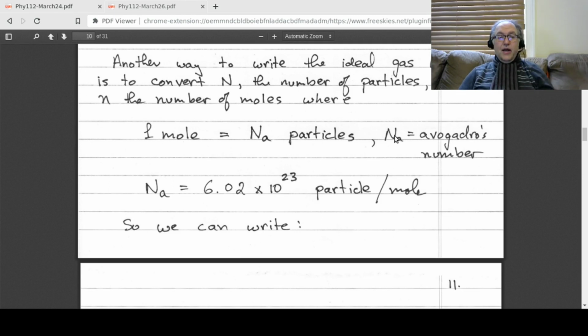Okay, so easy enough. Well, we're just going to bundle a bunch of particles together. If we bundle together 6.02 times 10 to the 23 particles, we say, hey, here's a mole.